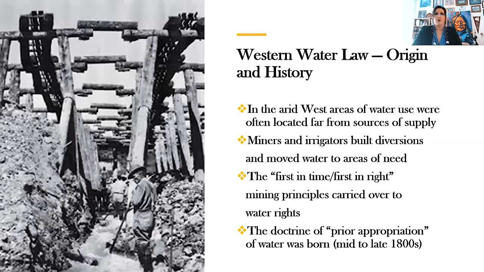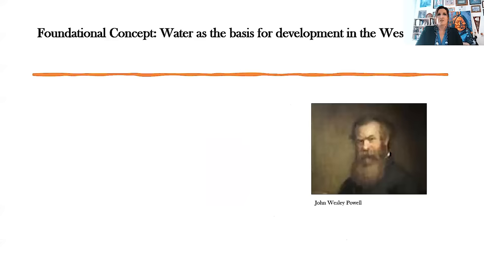The origins of Western water law. In the arid West, areas of water use were located far from sources of supply very frequently, particularly for miners and irrigators who would build diversions, small dams, and move water to areas of need. And that really first in time, first in right, coming out of mining, carried over into water rights. And the doctrine of prior appropriation was born through westward expansion in the mid to late 1800s.